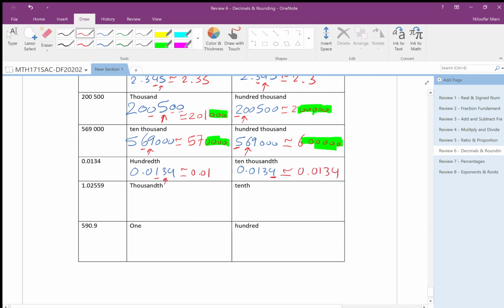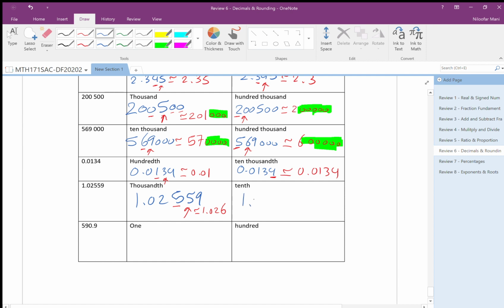How about thousand? Okay, so I do 1.02559. I underline. So this is tenth, hundred, thousand. Yes, so 5. I underline 5 and I check the next one. So it is almost 1.0260. No, I don't need it. Just 6. I don't need it because it's after the decimal and it's not a placeholder. Sorry, I didn't pay attention.